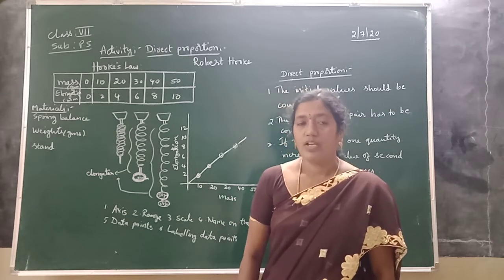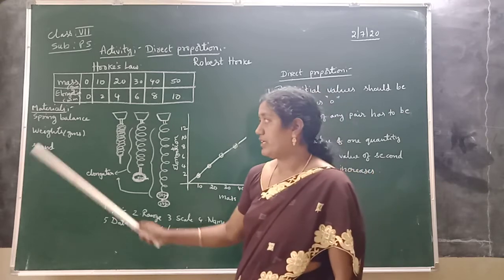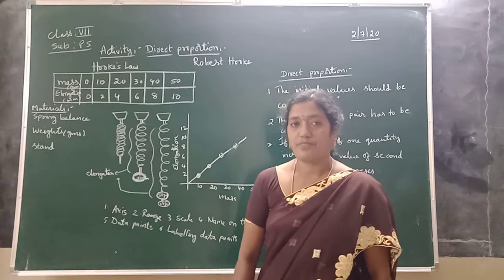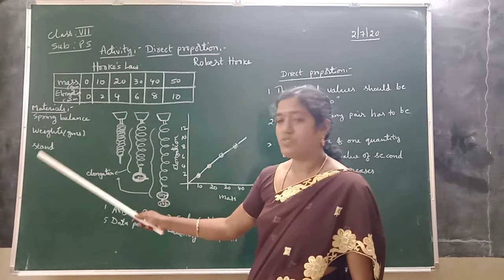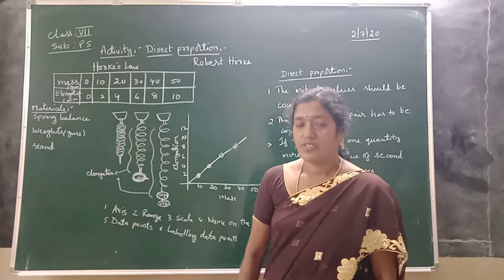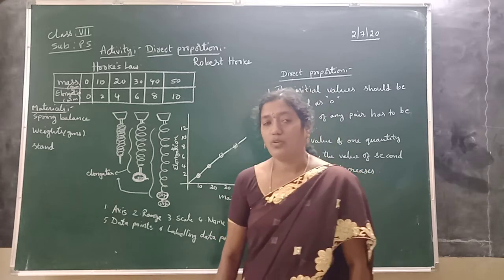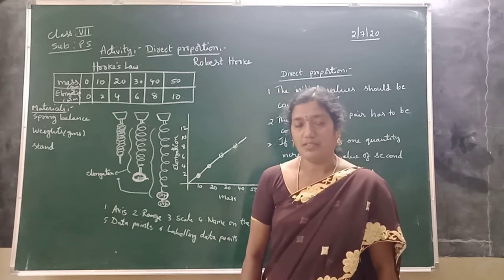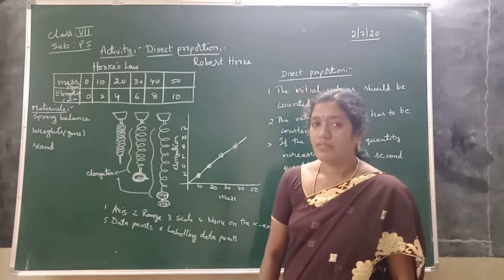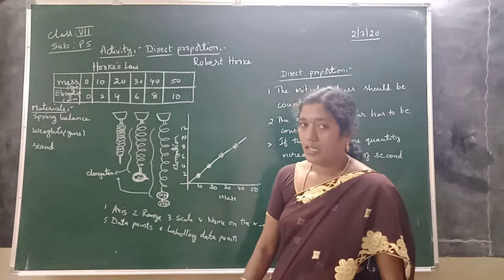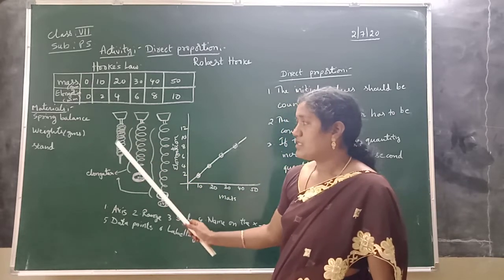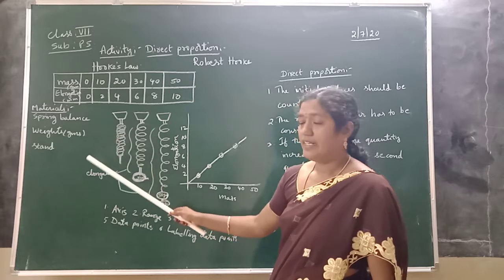Now I will tell. For doing this activity we need a spring balance, and weights in grams and a stand. Children, this is an activity in order to identify the direct proportion. For this one we have to take a spring balance and a weight hanger and a stand.